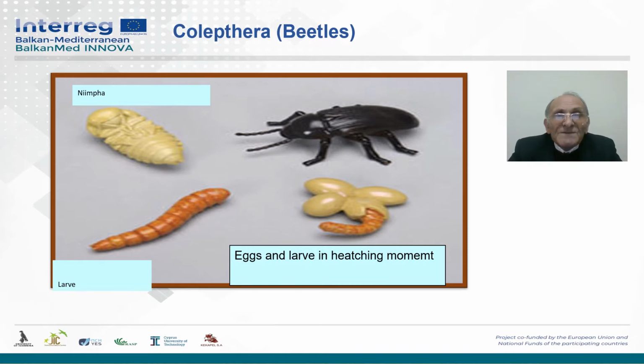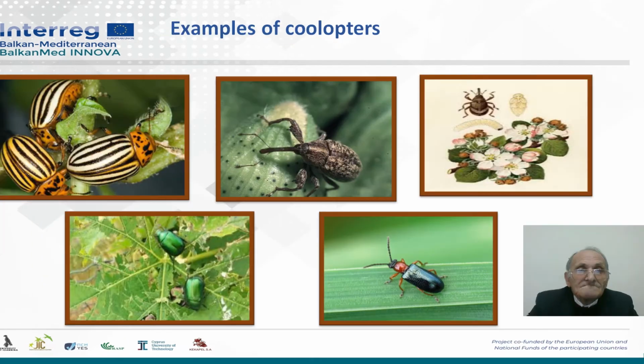Now we will describe some characteristics of different groups of insects. For example, Coleoptera, beetles. We see here in the picture the adult, eggs, larvae, and the nymph. Here we see some examples of Coleoptera insects: Chrysomelidae beetles, Anthonomus grandis in cotton, Anthonomus pomorum in apple, Anomala vitis in grape, and Oulema melanopus in wheat. This group is from the Coleoptera order.